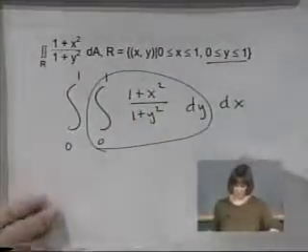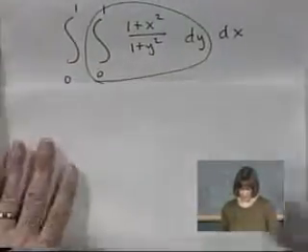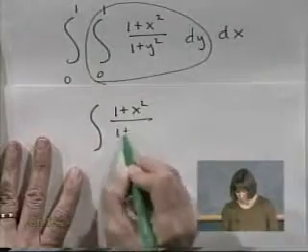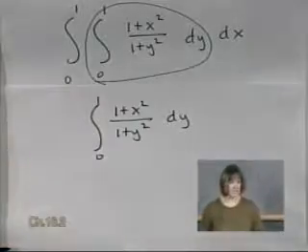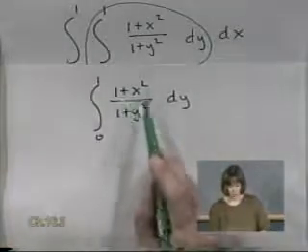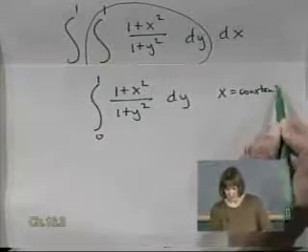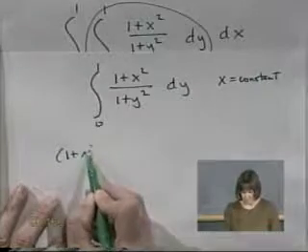Okay? So I have to figure out what is the integral of 1 plus x squared over 1 plus y squared from 0 to 1 dy. Now let me ask you something. What's x? A constant. So since x is a constant, you can factor that constant out.